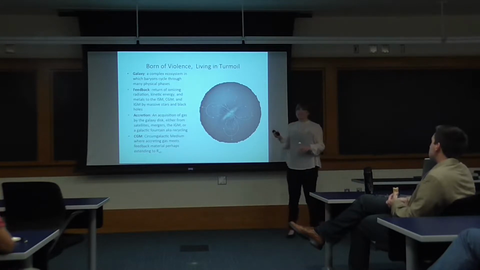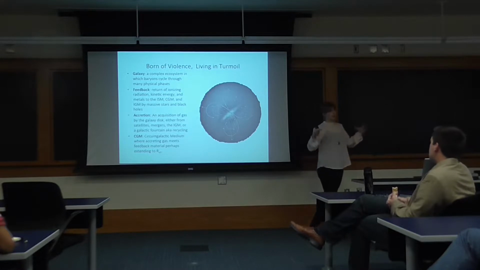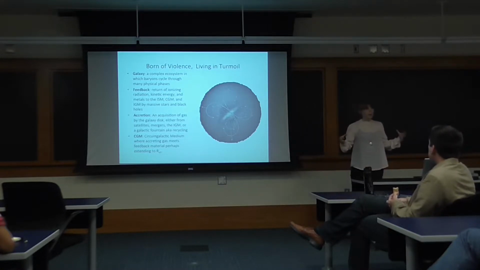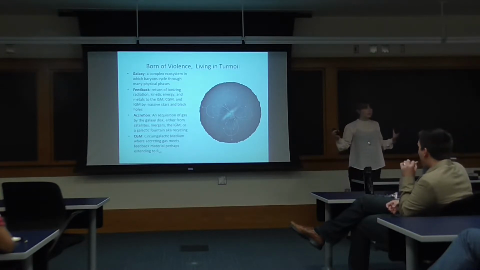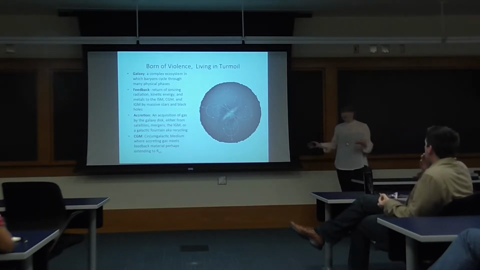The circumgalactic medium is loosely defined as diffuse gas filling the virial radius of a galaxy, bound to the dark matter halo, extending out to 300 kiloparsecs from the galaxy, so about 10 to 20 times the size of the optical disk of the galaxy.